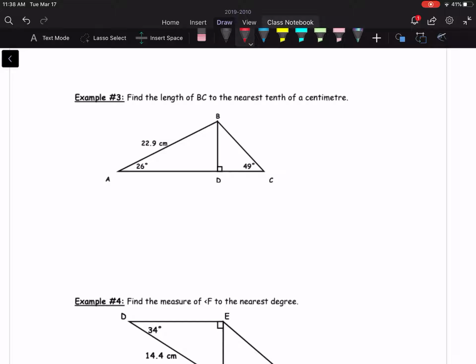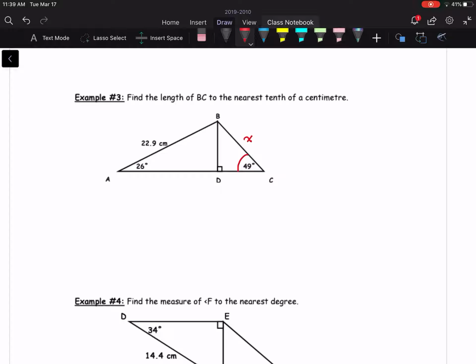In example 3, we have what's called a double triangle question. So we're asked here to solve for the length of BC, which I'm going to label here as x. And you can notice that in this right triangle, I have an angle but no side lengths. So I'm not actually able to directly solve for the length of BC.